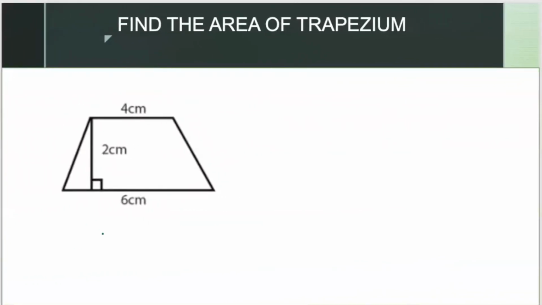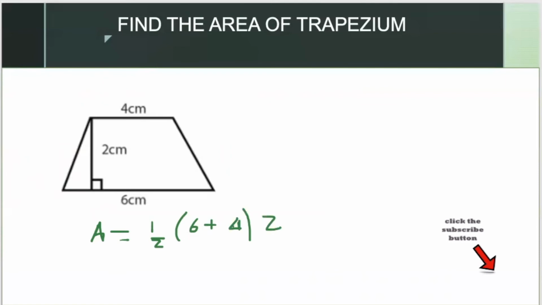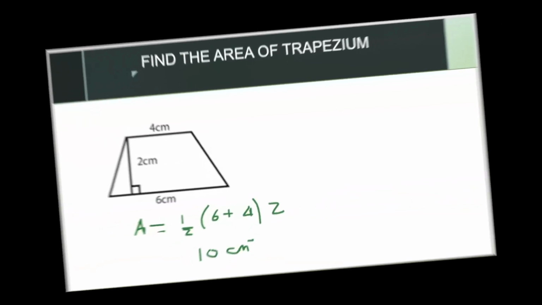So once again, we are going to use area is equal to half. The length of the base is 6 plus the length of the top of the figure is 4 times the height, which is 2. 6 plus 4, that's 10, and a half of 10 is 5. 5 times 2 is 10. So we have 10 centimeters square.